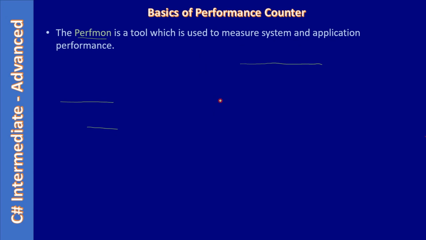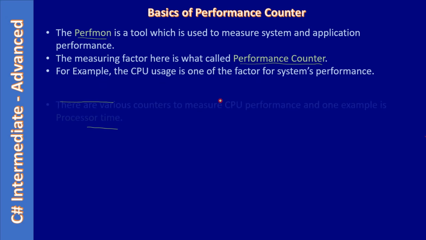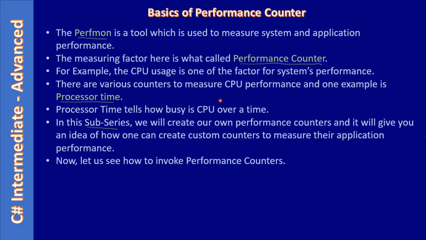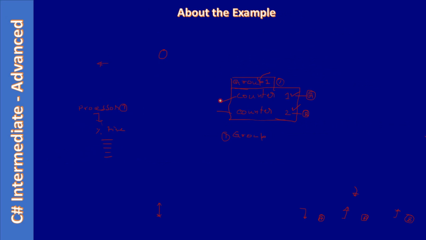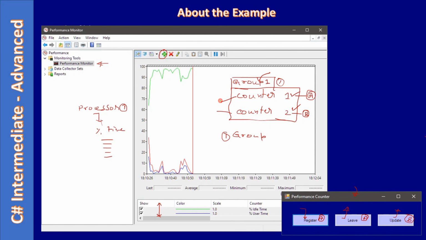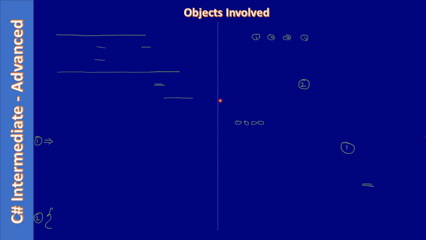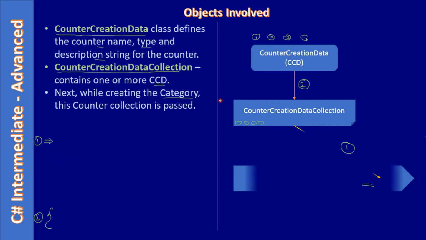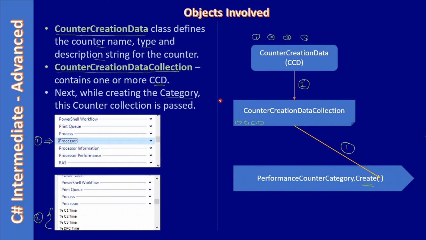So in the previous part, we learned about the performance counters. Then we talked about the example. Then we also talked about the objects involved.